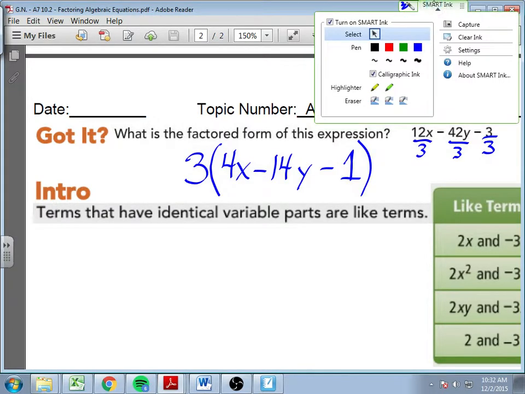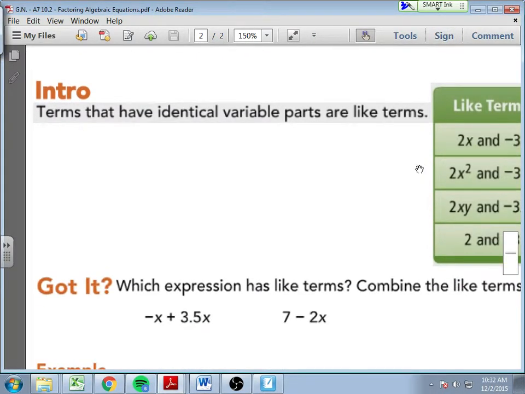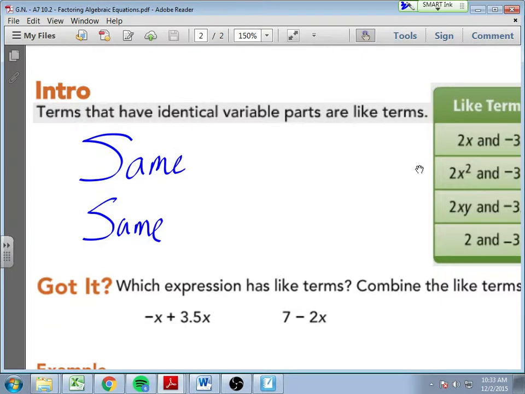All right, real quick review of like terms. Here, again, I want you to write same what? And same what? Same variable, same power.